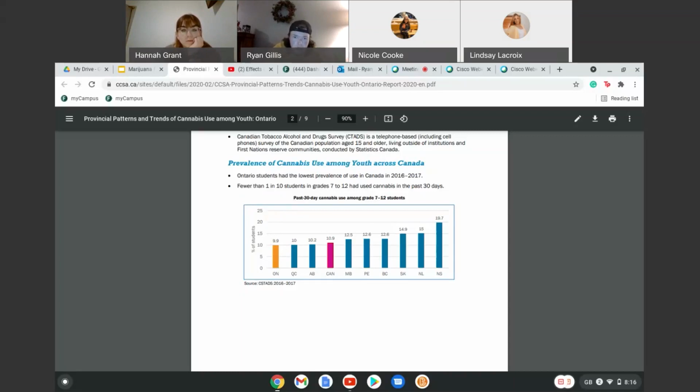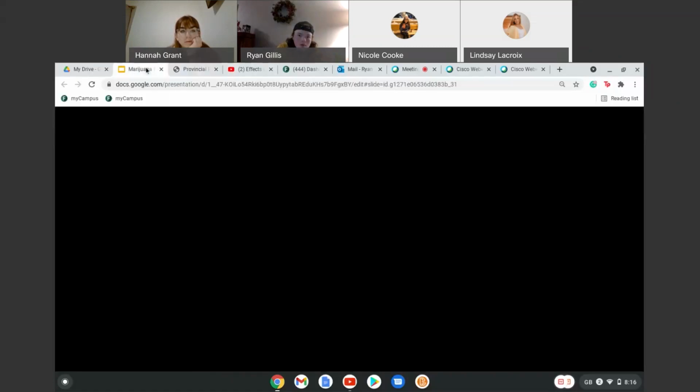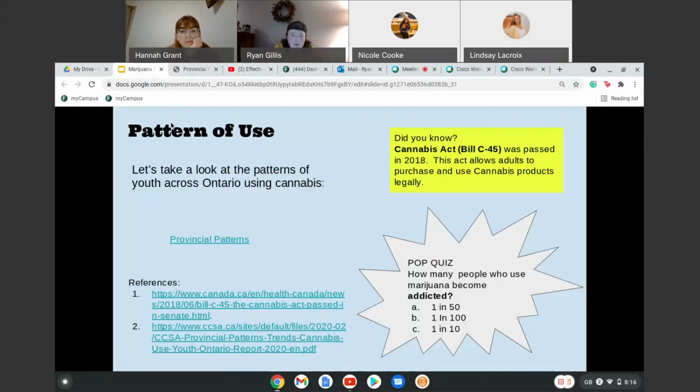But on the other side of that graph, you look at Nova Scotia, 19.7% of youth, or percentage of students, have used cannabis in the past 30 days, which is almost a 10% increase. And did you know that the Cannabis Act, otherwise known as Bill C-45, was passed in 2018? This act allows adults to purchase and use cannabis products legally.